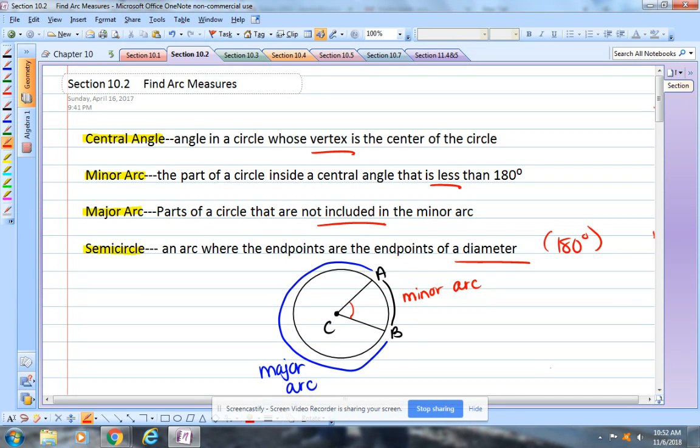If it's less than a semicircle, it's a minor arc. If it's greater than a semicircle, it's a major arc. A semicircle is an arc where the endpoints are the endpoints of a diameter, and you need to note that that's 180 degrees. What is the angle measure for an entire circle? 360 degrees. So if you go 180 degrees around, it's a semicircle. Minor arcs are less than 180, major arcs are greater than 180, and if it equals 180, it's a semicircle.